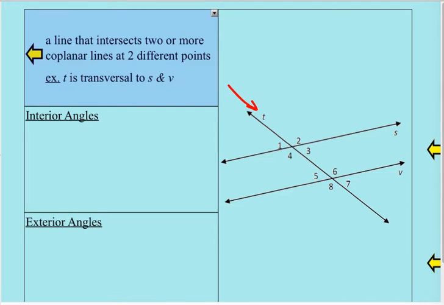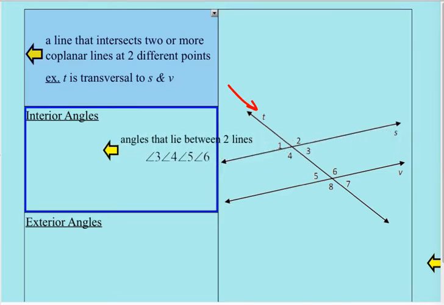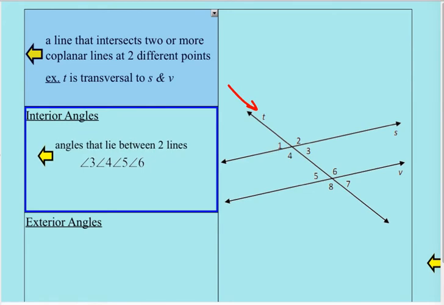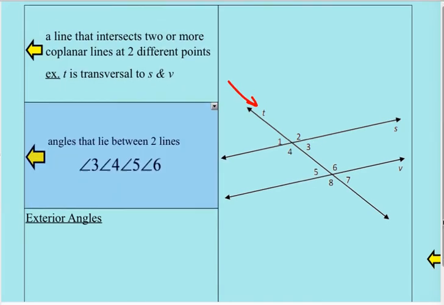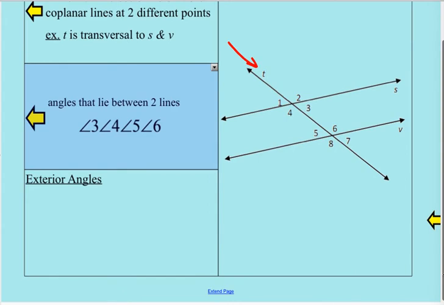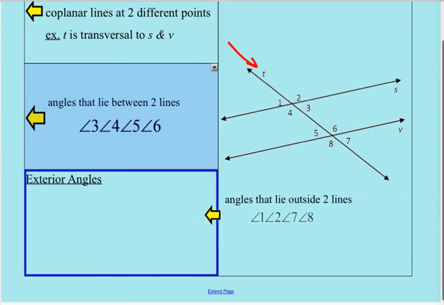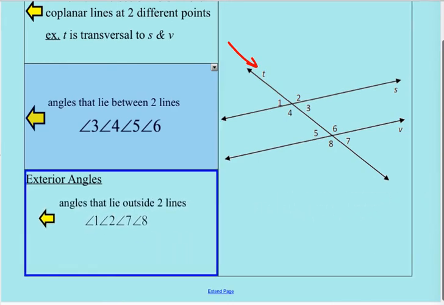Interior angles refer to all the angles on the inside. So that's 3, 4, 5, and 6. Exterior angles are going to be what is on the outside of the parallel lines. Outside the parallel lines: 1, 2, 7, and 8.